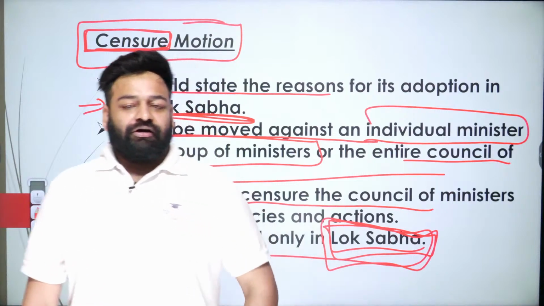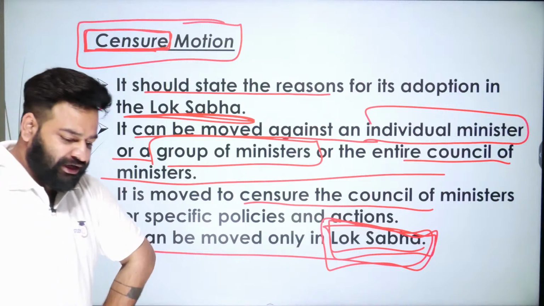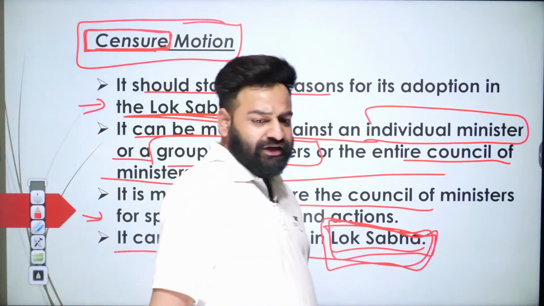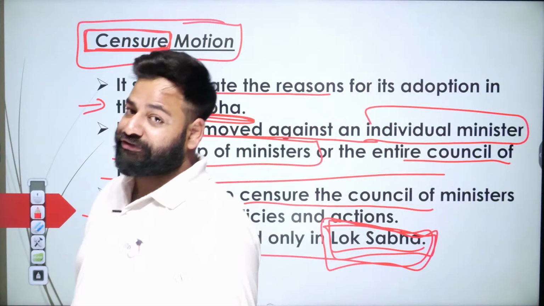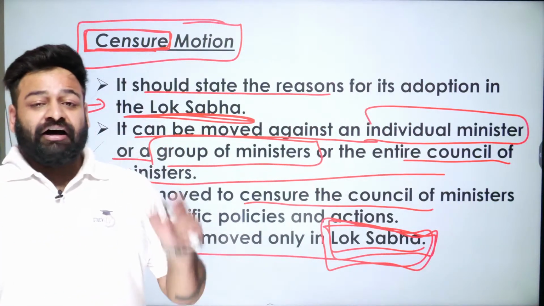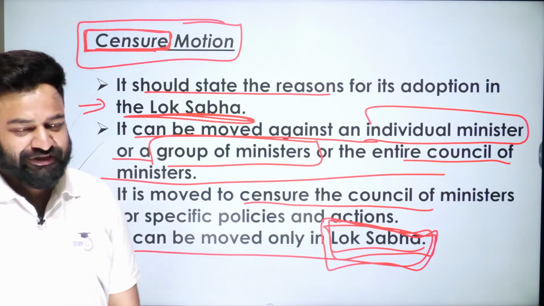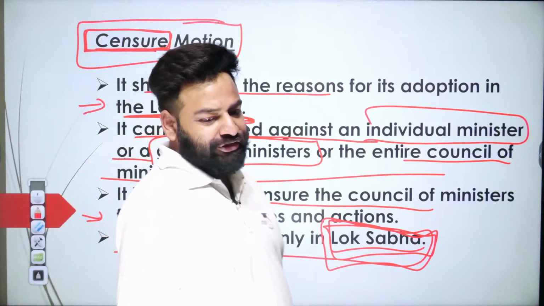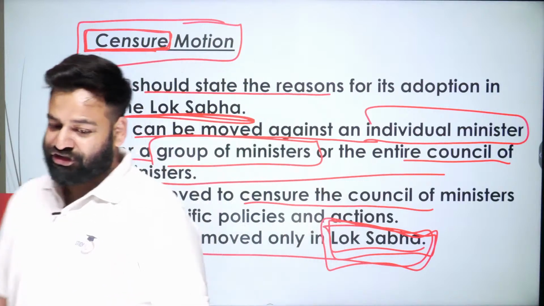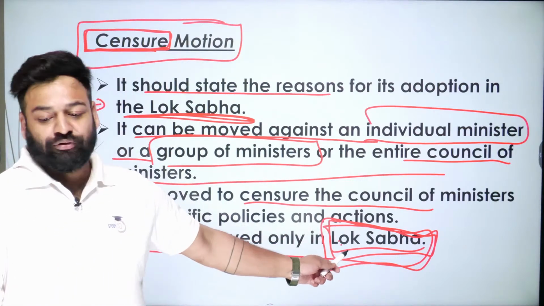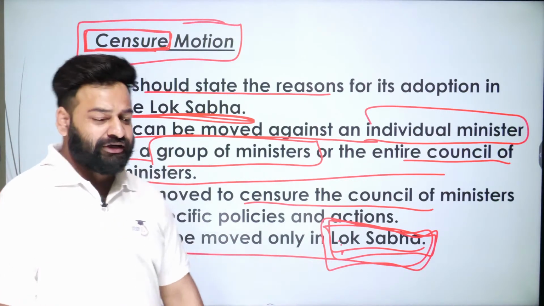So the facts: censure motion. Against whom? Against a minister or ministers or maybe the entire council of ministers. The reason should be cited in the motion, that is, the reason because of which the motion has been initiated. And where can it be initiated? It can be initiated only and only in Lok Sabha and not the Rajya Sabha. That's it. This is the censure motion.